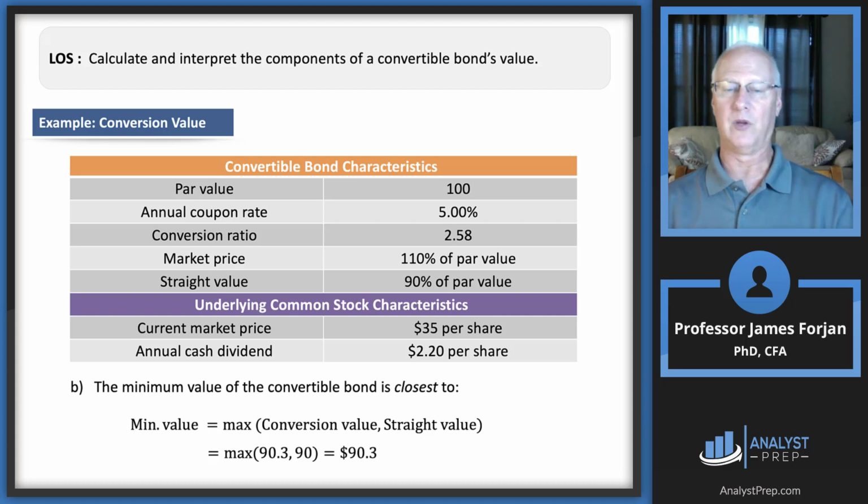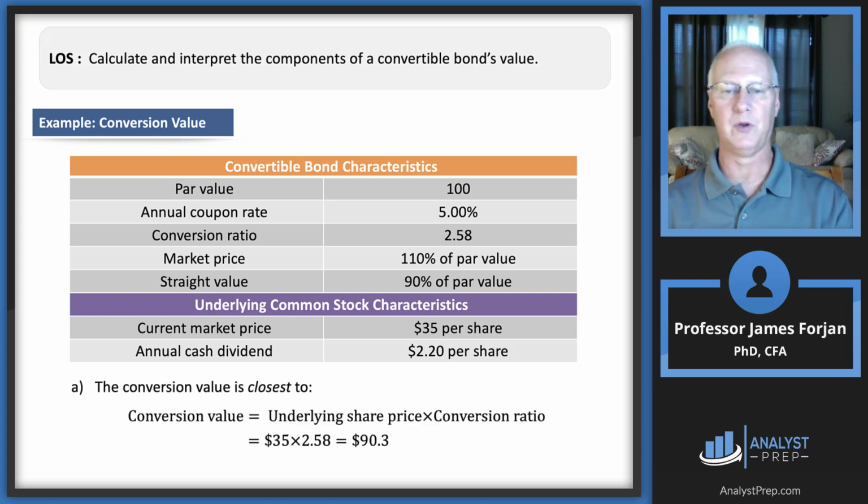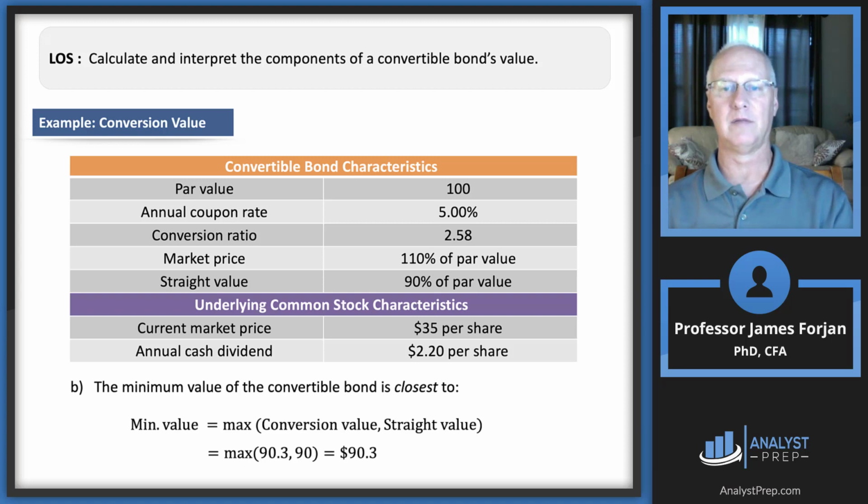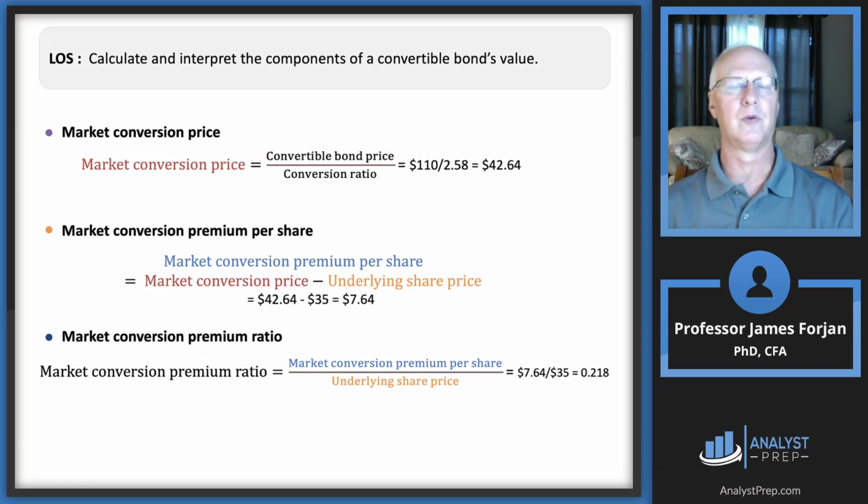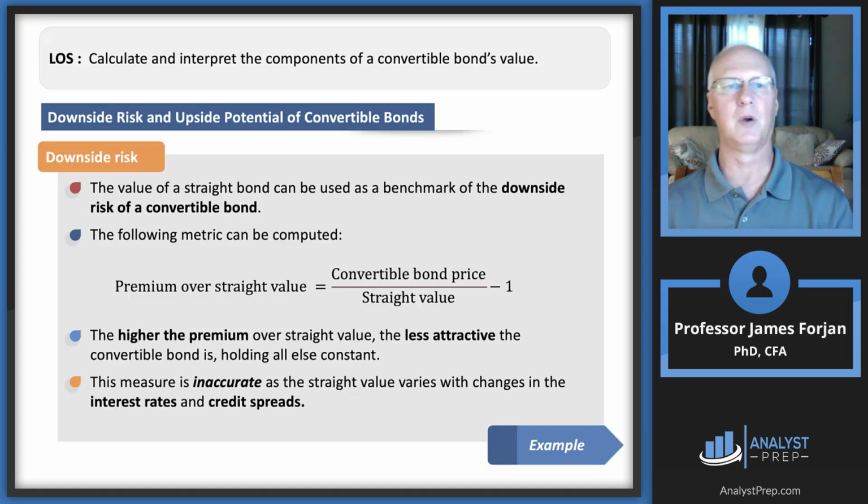The maximum value then is going to be not the difference, but the higher of that conversion value that we just computed, 90.3, and the value of the bond without the conversion feature in it, so that gives us 90.3. And then we can go through these other ones here, market conversion price, take the 110 divided by the 258, so there's 42.64. Market conversion premium, so the 42.64 is $7.64 over the current price of the share of stock, and then divide that by the share of stock, and you get the market conversion premium ratio of 2.1. So that gives you the calculate and interpret the components.